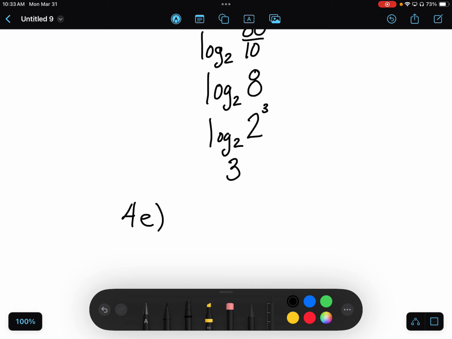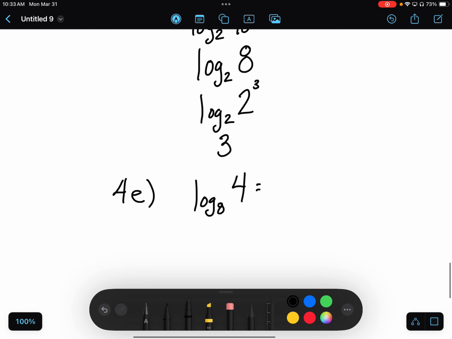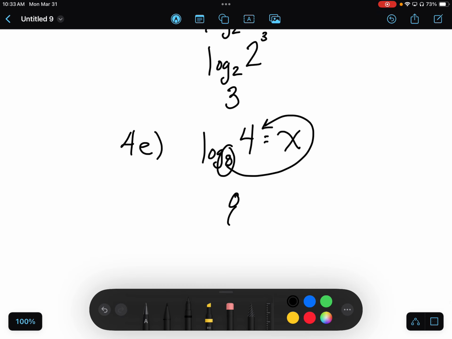4e. Log base 8 of 4. This cannot be rewritten as the same base. So if I set it equal to x, well, it can't be rewritten. Sorry, I said that wrong. It can't be rewritten as 8 to some power, that is. The 4 can't. So if I rewrite that as 8 to the x equals 4, I can rewrite them to both be the same base, but I could not write the 4 as an 8. Okay?